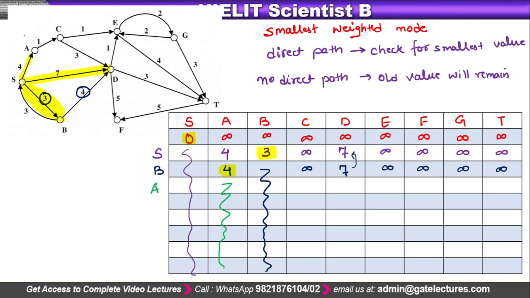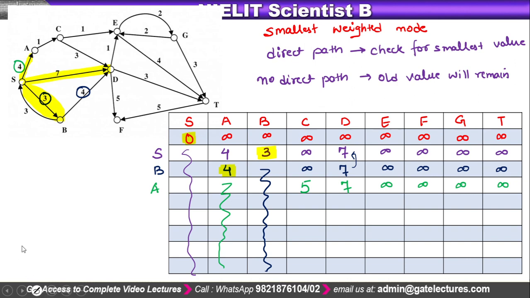So A to C. A to C direct path hai 1. ठीक है? And 4 पहले का हो गया. So you have to take previous value as well. So 4 plus 1, 5. ठीक है? A to D, koi path nahi hai. So it will remain 7. A. ठीक है? अब बाकी तो कोई path है नहीं A का. So all will remain as it is. That is infinity. है ना? क्योंकि A का सिर्फ एक connection है C से. So बाकी सब क्या हो गए? बाकी सब हो गए आपके infinity.